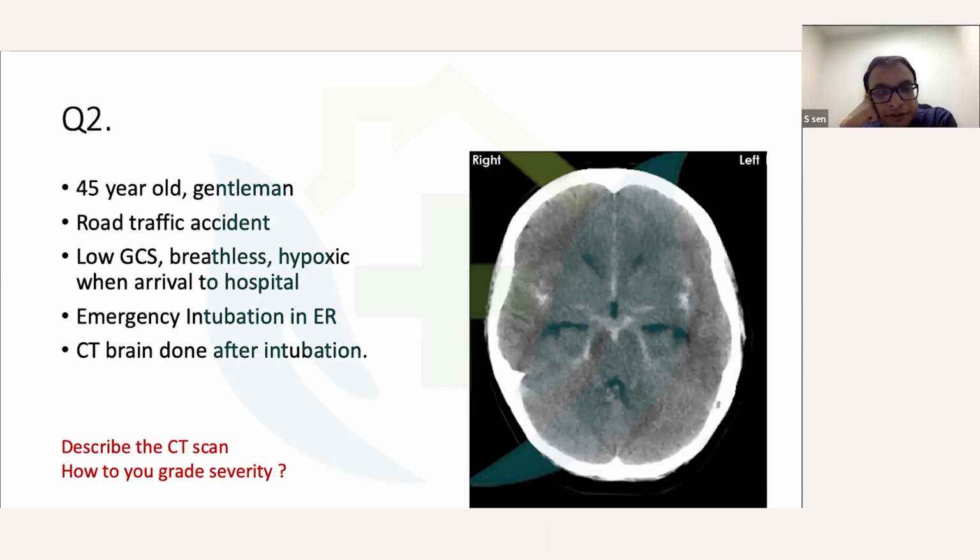Another 45-year-old gentleman, road traffic accident, low GCS, breathless, hypoxic, brought to the ER, emergency intubation done, CT brain done after intubation. Describe the CT scan and how will you grade the severity? This patient has subarachnoid hemorrhage post trauma. The grade of severity, I don't know. Brain edema, compressed ventricles.